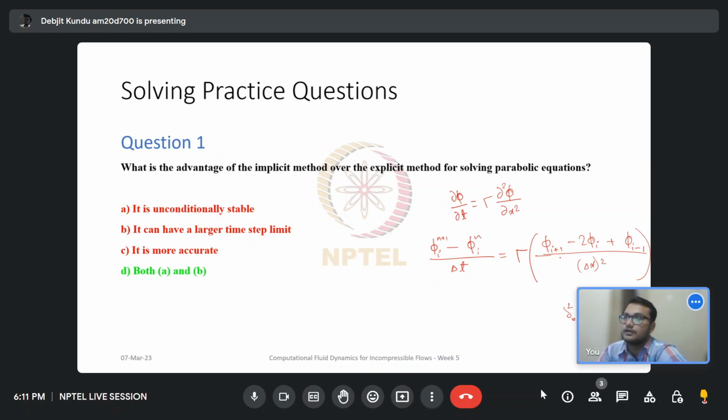Now the thing is, if these values on the right hand side are taken at the n plus 1th time step, then all of these are unknown and we have to find them in terms of the known, which is the φ^n, or the values of φ at the nth time step. Then this kind of a method is known as an implicit method because there are multiple unknowns in this equation.